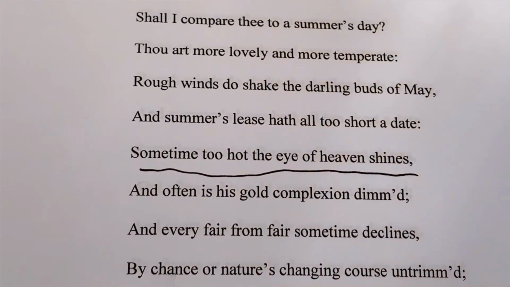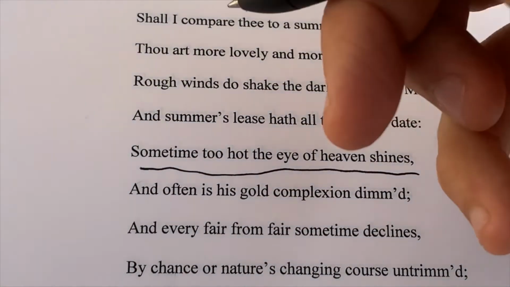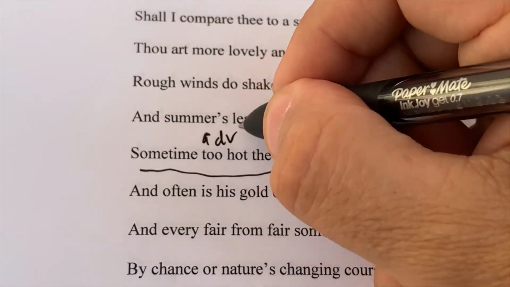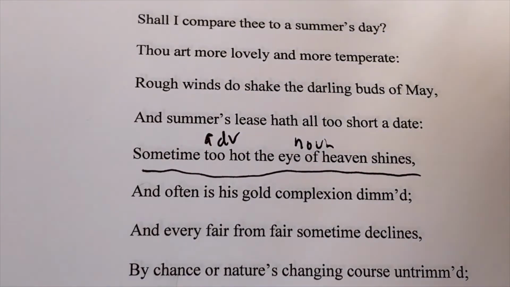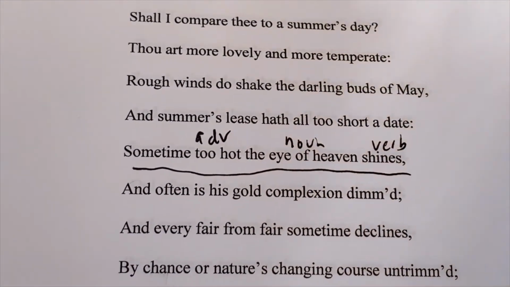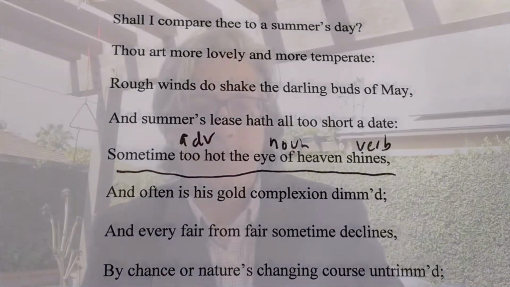Sometimes too hot, the eye of heaven shines. And you can see that sometimes too hot is the adverb, eye of heaven is the noun, and shines is the verb. In normal conventional English, the line would be sometimes the eye of heaven shines too hot. But for Shakespeare, that's not poetic enough. Part of that reason is we have to take into account the next pattern, which is meter.